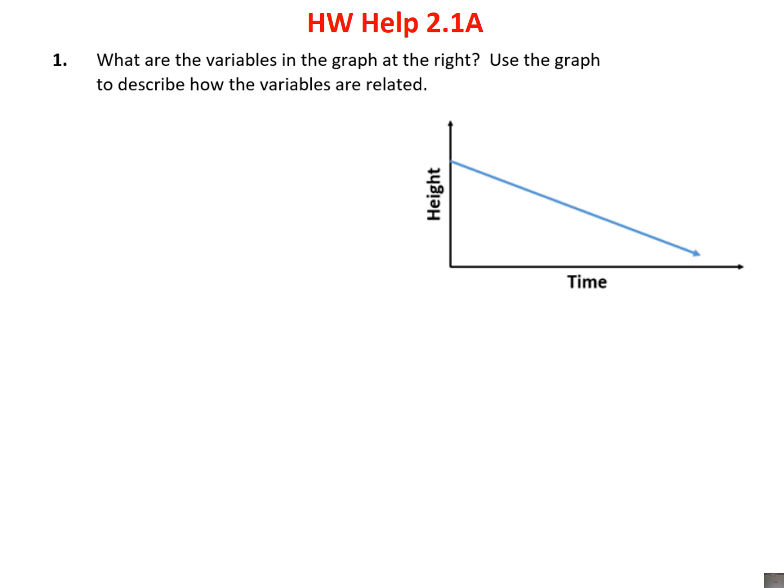The first problem says, what are the variables in the graph at the right? Use the graph to describe how the variables are related. Well, to find the variables on a graph, it's easy because you just have to look at the two labels. You see we have the time and we have the height. So if I was writing down my variables, I would write time and height.